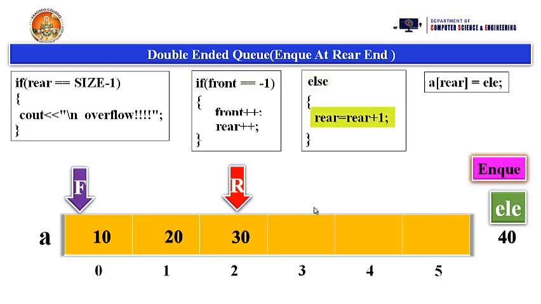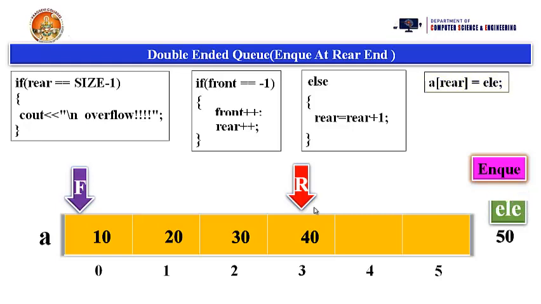We need to increment the rear value. It is moving to the third index position. And in this position we need to insert the value using the statement a of rear equal to ELE. So 40 will be inserted at this particular position. Then I want to NQ one more element, 50.